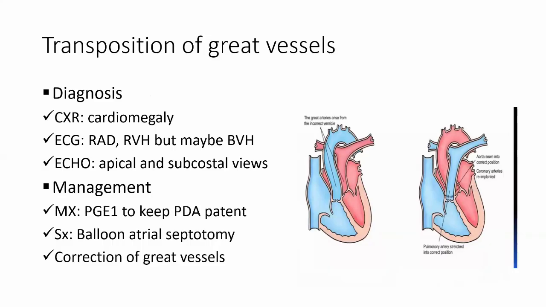And then in terms of diagnosis, chest X-ray shows cardiomegaly and also some increased pulmonary vascularity. ECGs can show right ventricular hypertrophy. But the right ventricular hypertrophy may be difficult to diagnose in the first days of life because of the normal dominance of the right ventricle at this age.